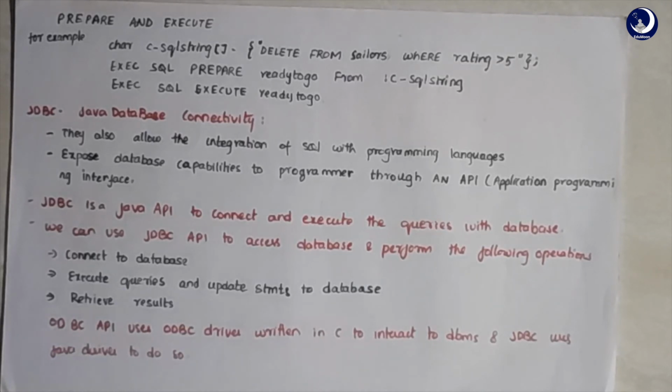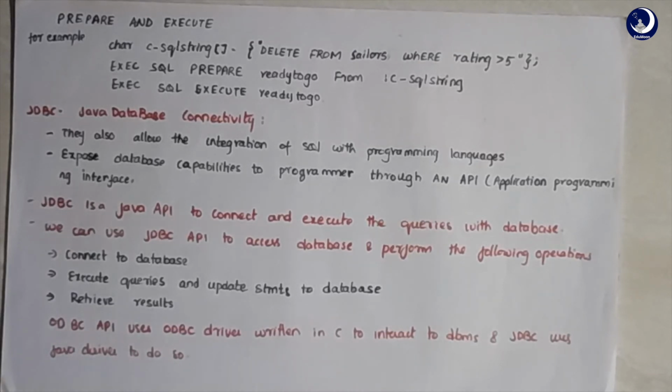Now we take this string, the command that the user entered, and we are preparing it, and we named that particular statement readytogo. In the next statement, EXEC SQL EXECUTE readytogo. We have prepared, now we have executed. So this mechanism allows us to prepare the SQL statements dynamically, execute the statement, and return the results to the user. So this is all about dynamic SQL.